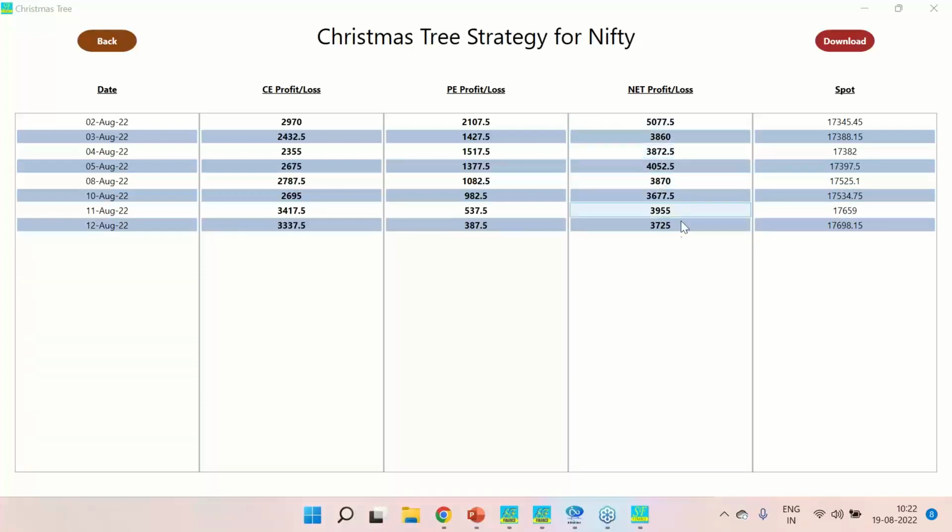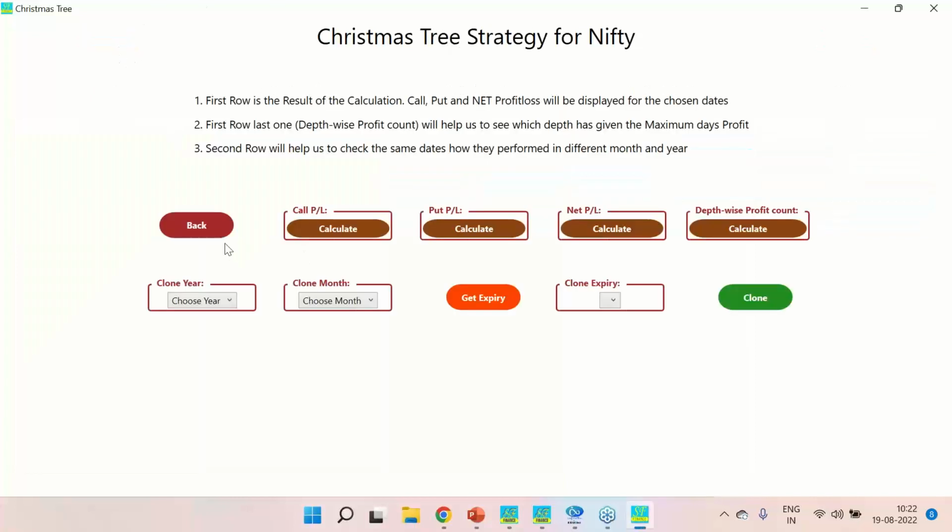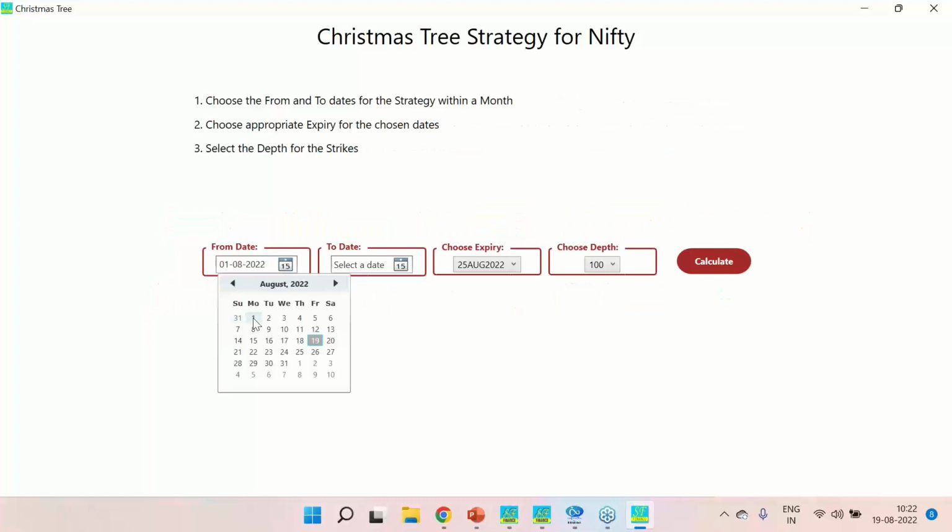5,000 highest and the lowest has gone to 3,600. Every day it has given the profit. However, the same result you will get in the 200 point depth also. You can have a look here. It can scan and tell you which depth is appropriate to form this strategy.